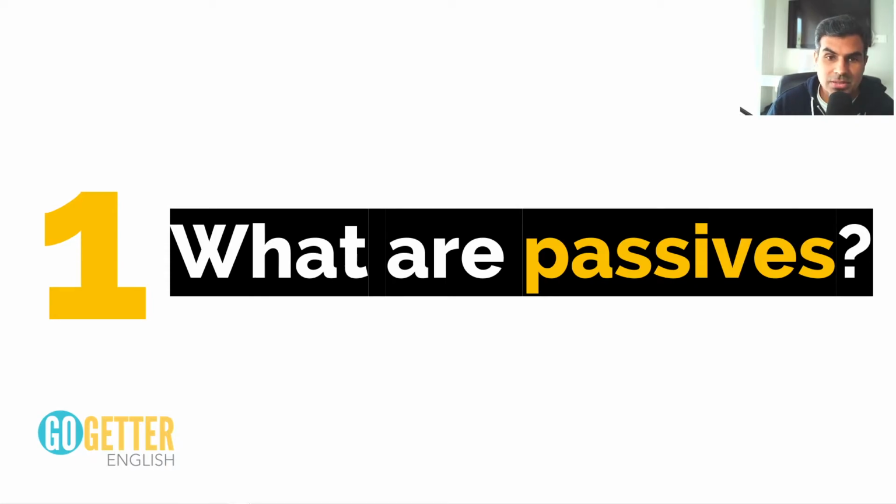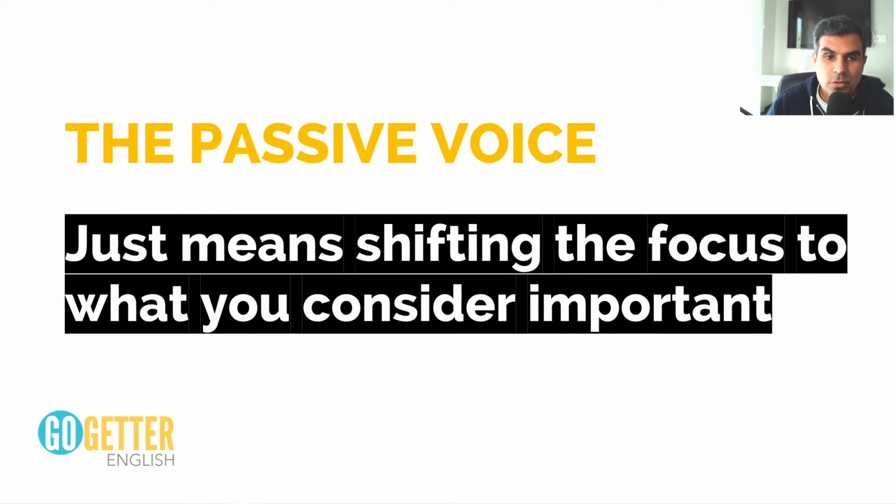What are these passive sentences? Well, the passive voice is nothing else but shifting the importance or the focus of your sentence to wherever you want it to go. All right? It's shifting the focus to what you consider important. Sometimes, especially when we are reporting news, or when we are, for example, politicians tend to use these very often, basically because they sound a little more formal, but they also have an intention behind each passive sentence. That means they want you to focus on what they want you to focus.